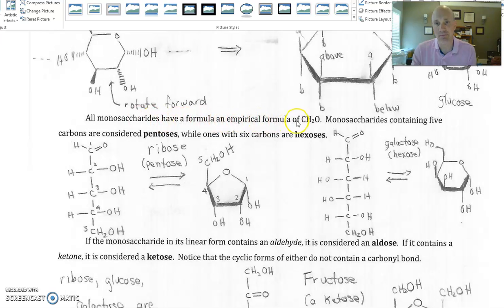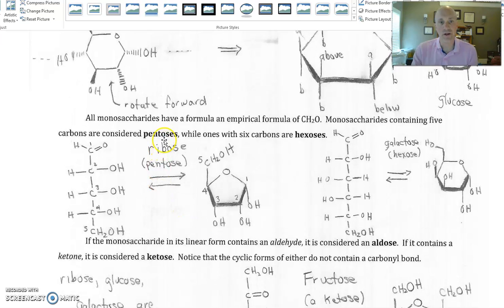But notice one thing about the formulas here. They all have the empirical formula of CH2O. So if you were to count up the atoms in this molecule for a hexose, it would be C6H12O6. Notice there would be twice as many hydrogens as carbons. If we were to count the formula for a pentose, it would be C5H10O5. No matter how you do the formula, there's always twice as many hydrogens as there are carbons and oxygens.